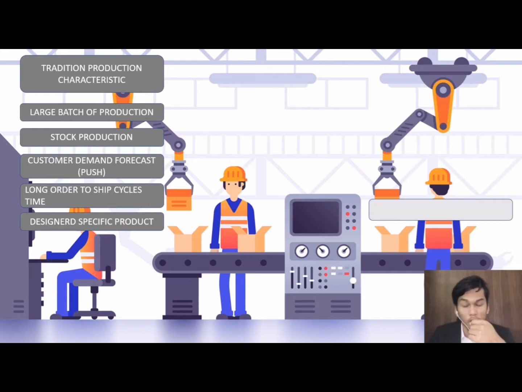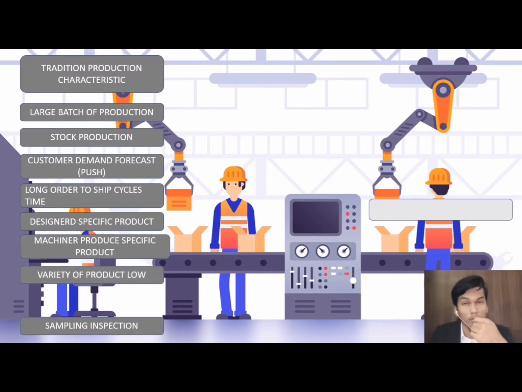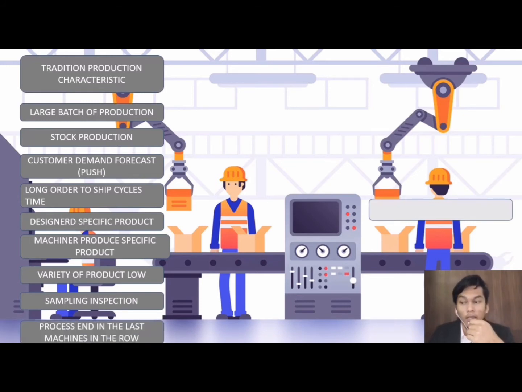Unfortunately, they can only produce a specific product at one time, so the variety of their product is low. In order to maintain quality, they make a sampling inspection, done by their inspector only. Last but not least, the process stream will end at the last machine in the row.